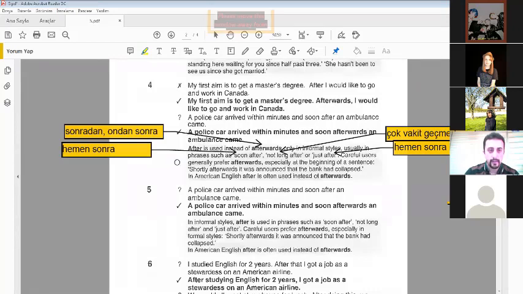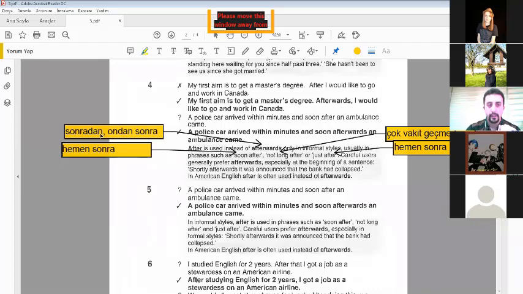A police car arrived within minutes, and soon afterwards an ambulance came. Very good, thank you. So how can we use these words? Here we have 4 words. Number 1, we have afterwards. In Turkish, we say sonradan or ondan sonra. Here we have soon after, hemen sonra. Here we have not long after, means çok vakit geçmeden, and the last one, just after, hemen sonra.